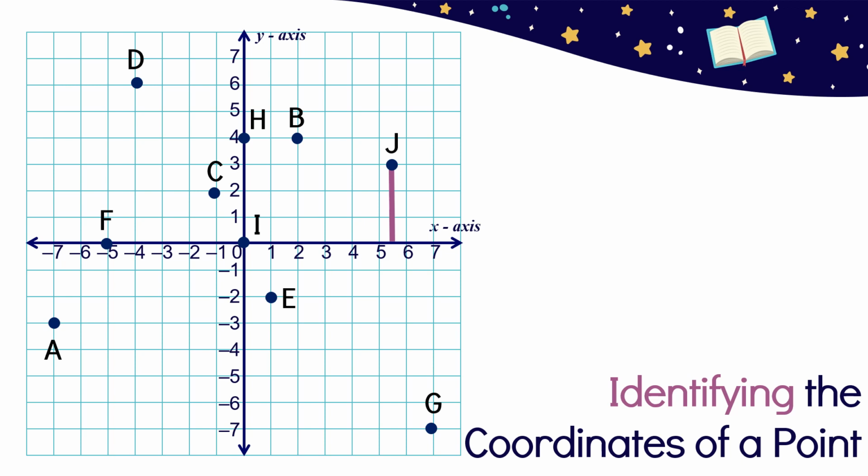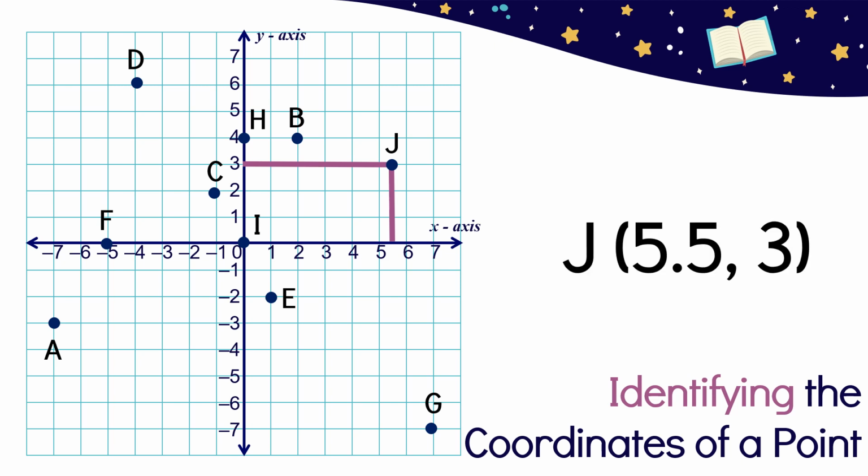For the rest of the points a while ago, each was already placed at the intersection of the grid lines. This time, it is placed at the middle. So therefore, there is a decimal or fractional part in our coordinates. And then if we place a horizontal line, it indicates 3. So therefore, the coordinates of J are 5.5, 3.